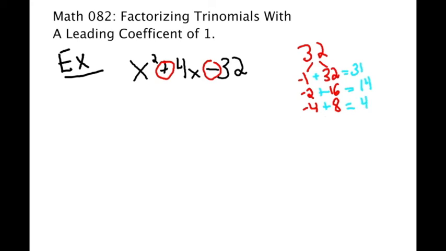All right, we found our winner. It is going to be negative 4 plus 8. So that means our two factors are going to be negative 4 and positive 8. So our final factored solution is going to look like x minus 4 times x plus 8.